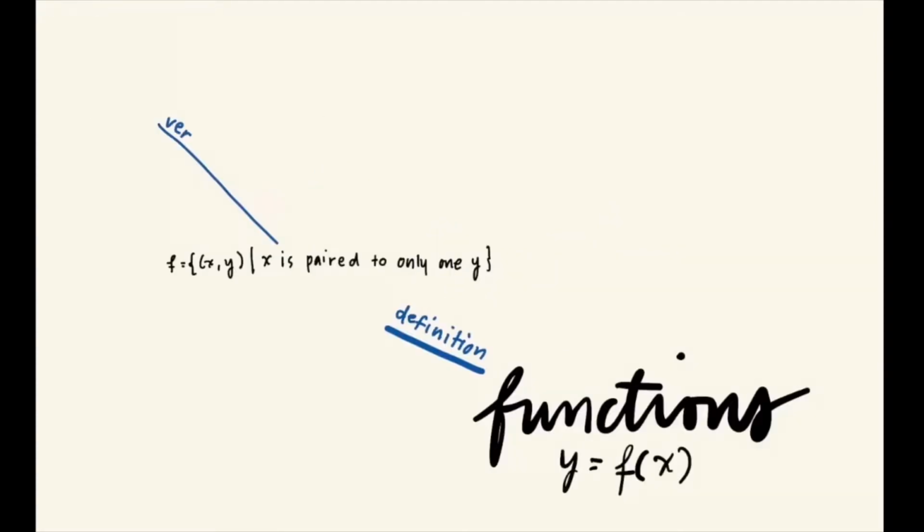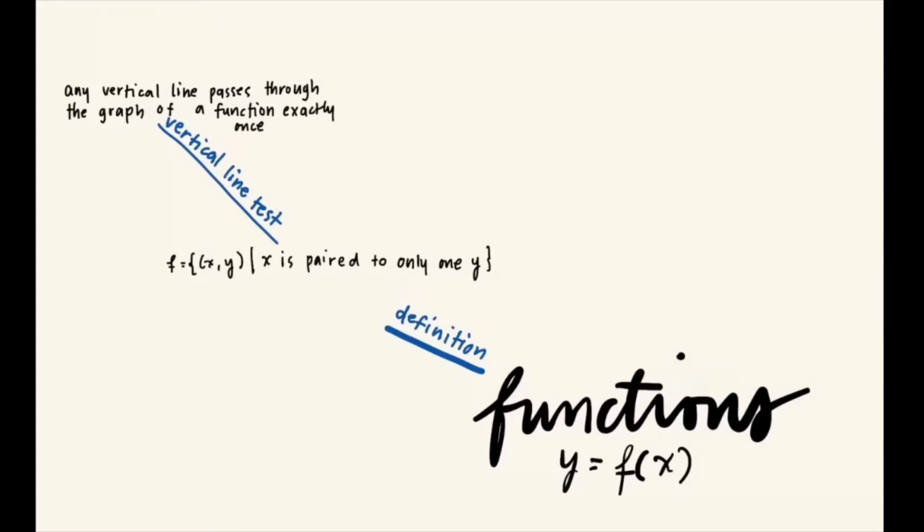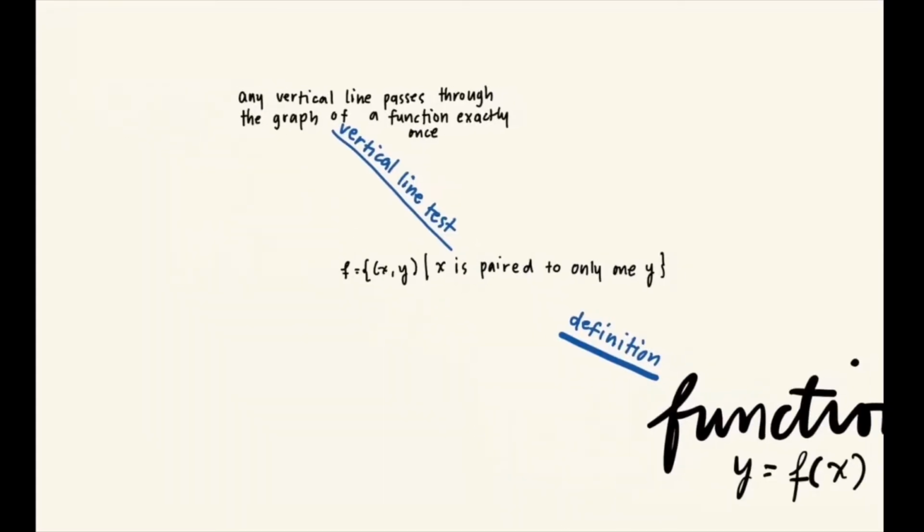Now, if you are given a graph, you would know that it represents a function if it satisfies the vertical line test, which says that any vertical line passes through the graph of a function exactly once, meaning there's only one point of intersection between the line and the graph. If you look at the graph of a vertical parabola, any vertical line passes through the graph at exactly one point. So it is a function. It is a graph of a function.